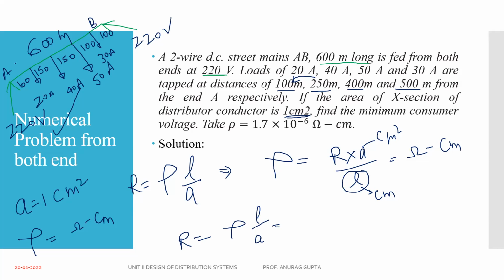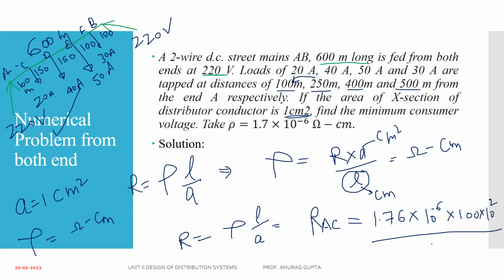So for example, if I'm finding for this section, with points C, D, E, and F, if I am finding the resistance for RAC, clear? So ultimately what's going on? What is the rho? That is 1.76 into 10 to power minus 6. What is the distance you can see? 100 meter. This is 100 meter for the AC section. So first we have to convert 100 meter into centimeter, divided by 1. Why 1? Because 1 cm square, they have given as the cross section area.